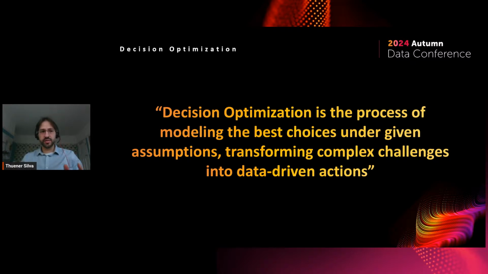So let's start with decision optimization, right? Decision optimization is all about the process of how you model a decision, how you model what sometimes is just in people's minds, to be able to get the best choice under given assumptions. Those given assumptions can be constraints, can be limitations that you have in the process, but you have to understand what's the process that you're going through, right? And then you transform this into a data-driven decision model, right?